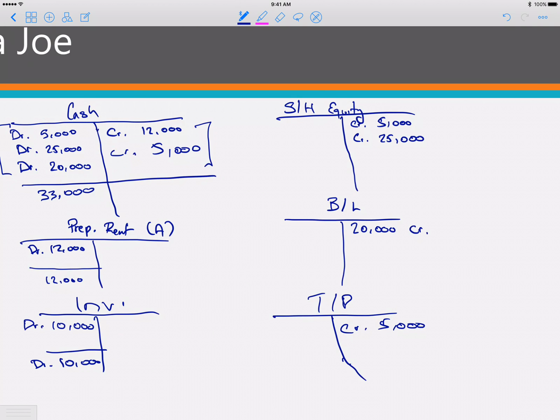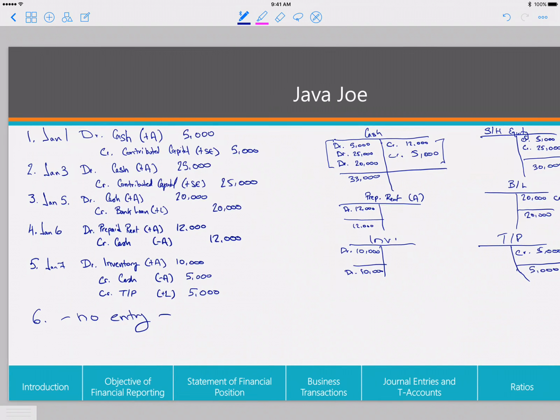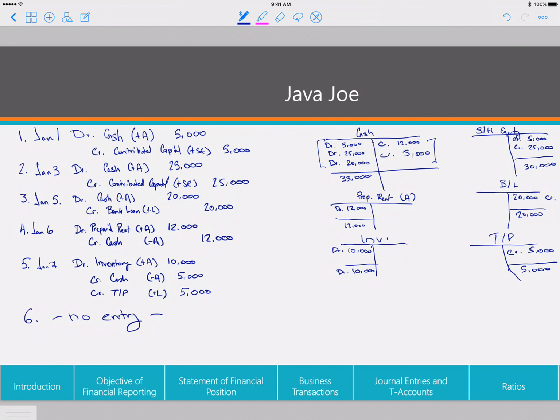Let's look at our equity and liability accounts. So our ending shareholders' equity, contributed capital, is $30,000. Our ending bank loan is $20,000, and our ending trades payable is $5,000. So what I'm going to ask you guys to do is take a minute and try and write out the balance sheet for Java Joe. And we're going to do this together. And this is going to be the balance sheet as at January 31st at the end of the month. So we're going to solve it together.